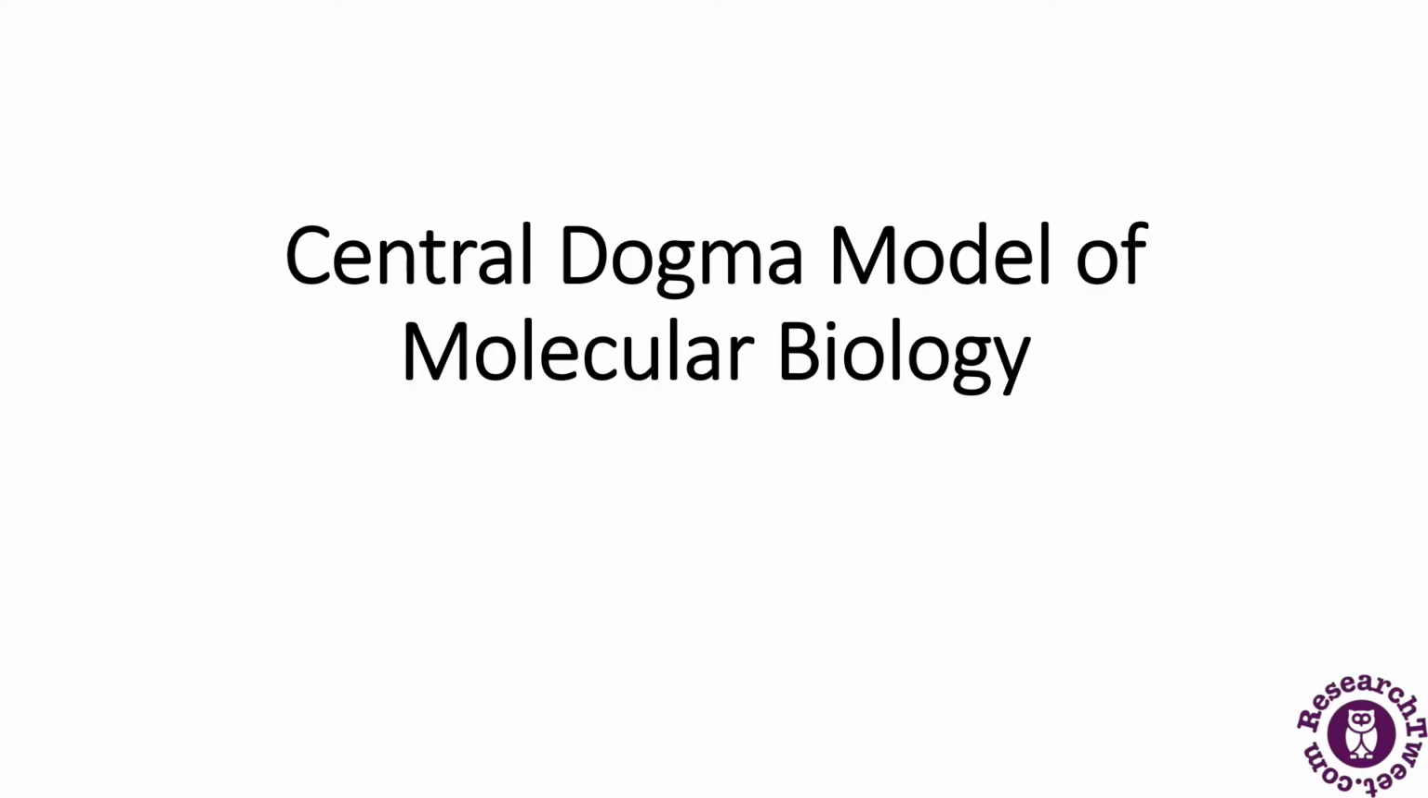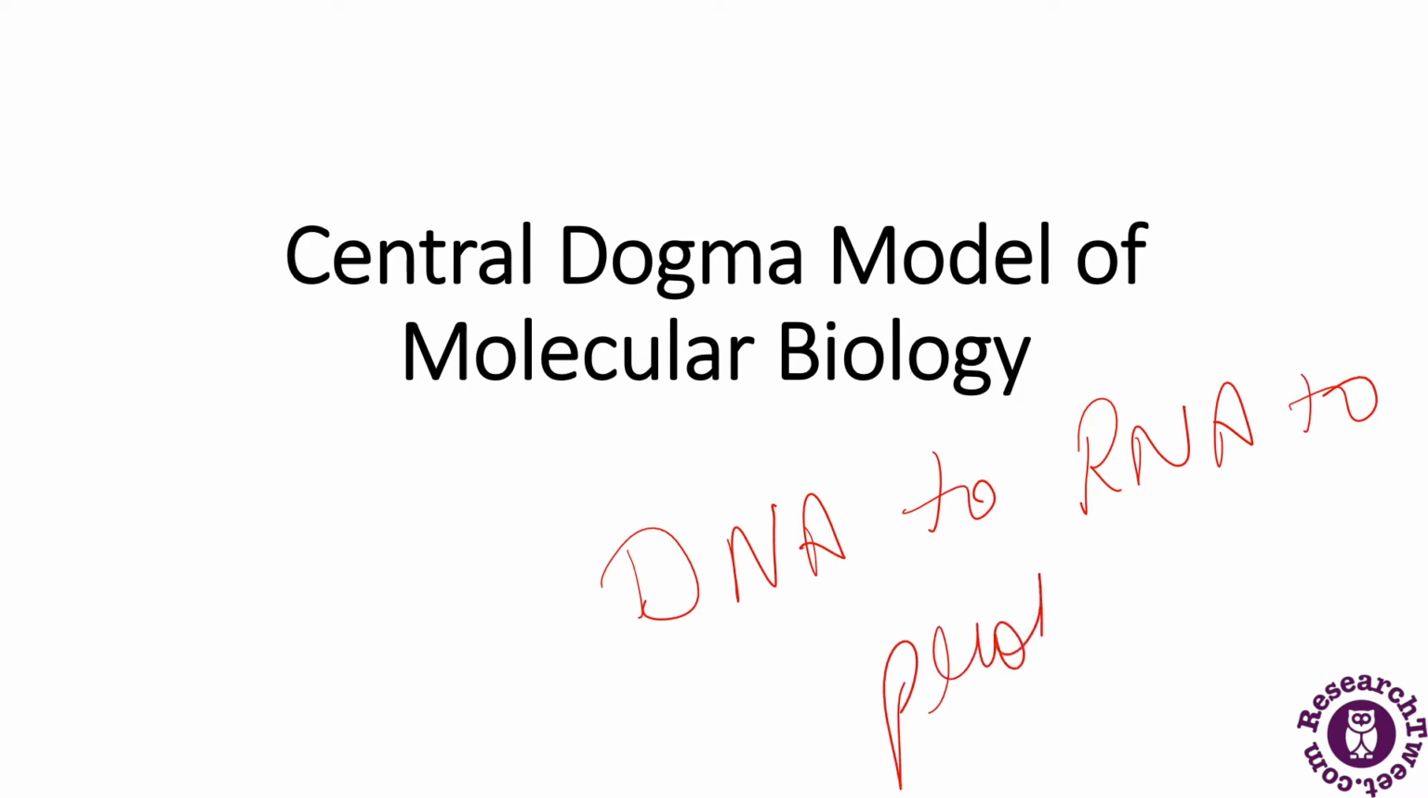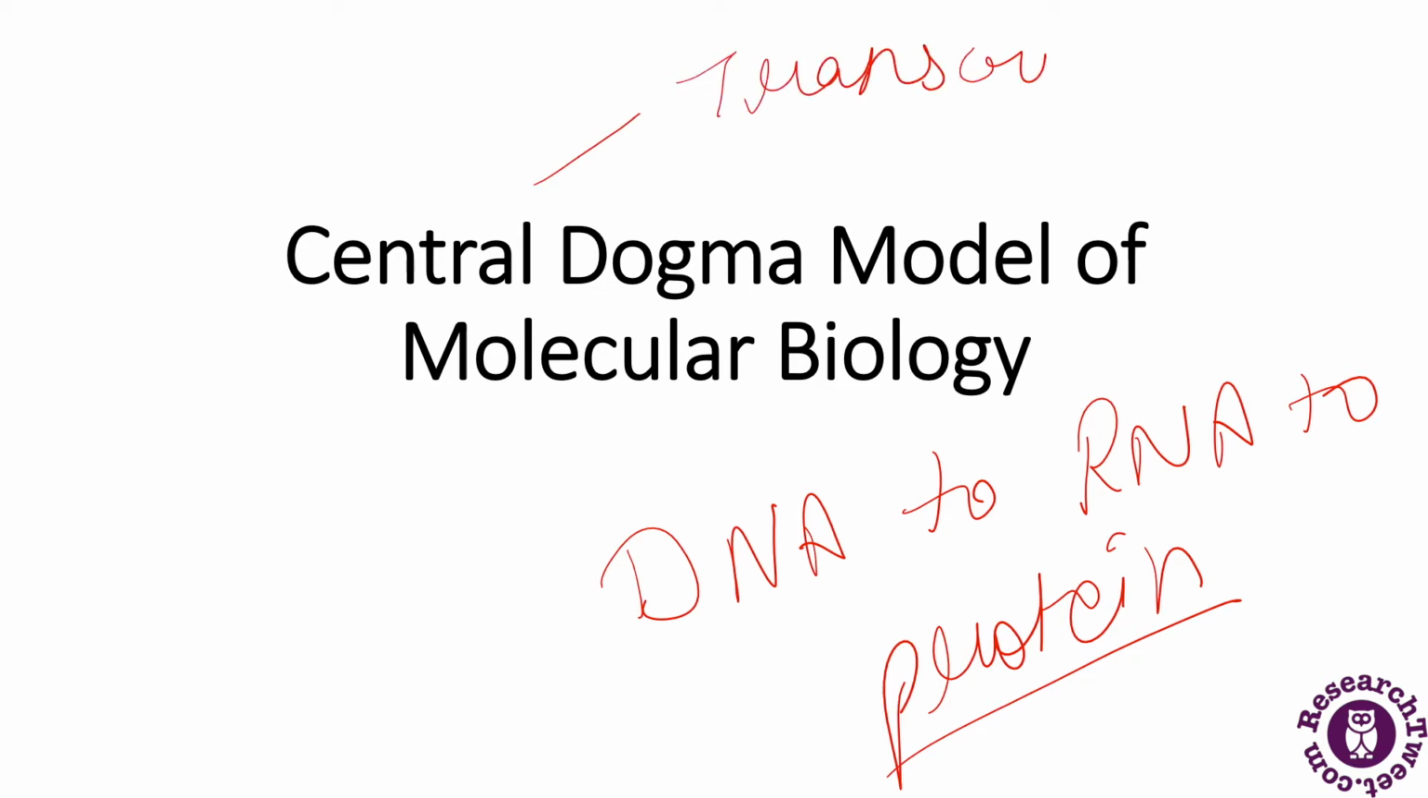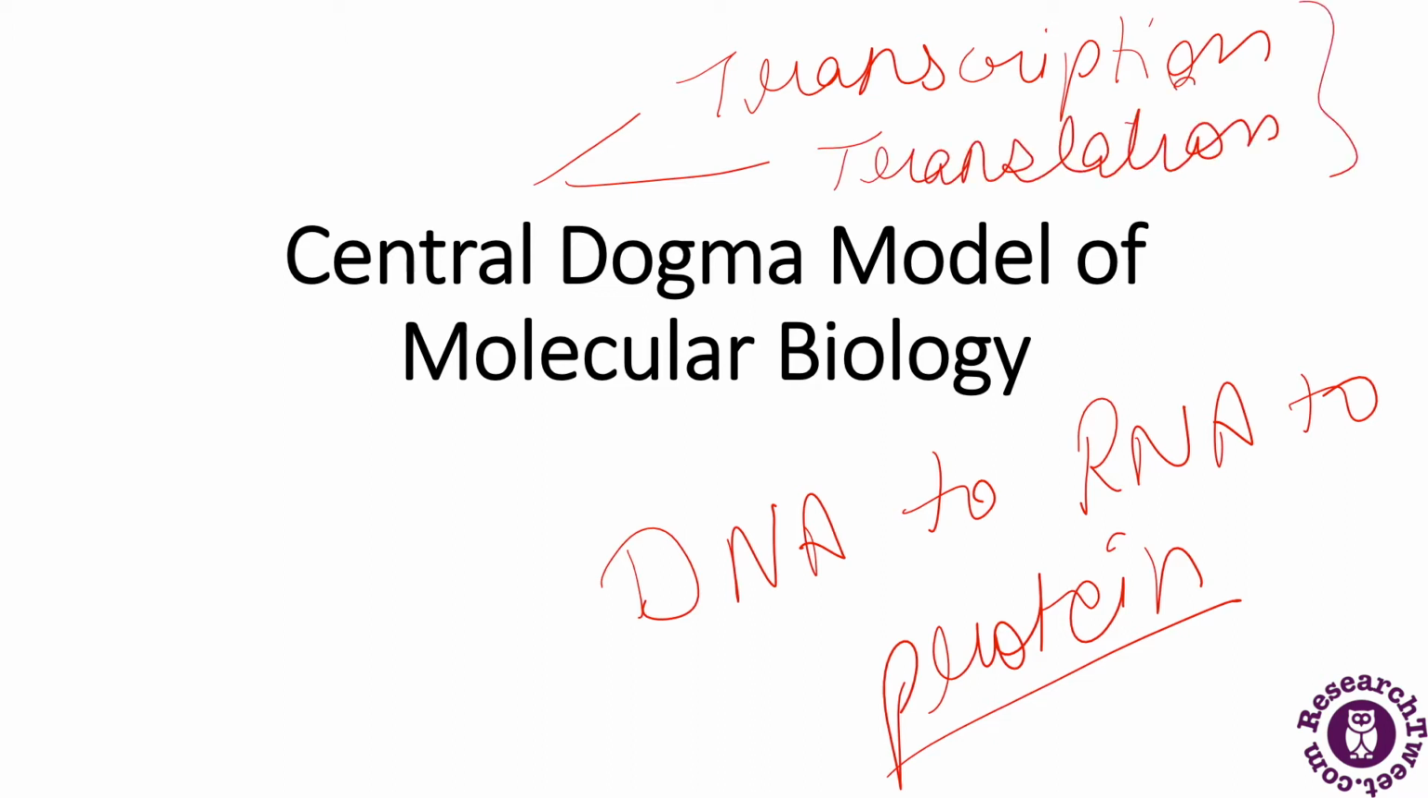Hello everyone. The next topic is the central dogma model of molecular biology. So what is this model about? This model is about the genetic information that flows from DNA to RNA to protein. The process of the central dogma model basically shows the transcription and the translation process. So this model basically shows two types of processes.